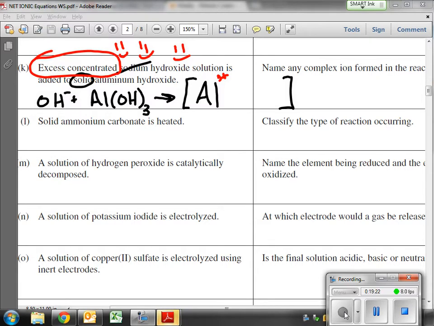Then put the anion that's in excess concentrate. What's in excess concentrate? Hydroxide. So I'm going to put hydroxide in parentheses. Now, you're going to take that charge of the metal and you're going to double it and put it down below. So 3 times 2 is 6.